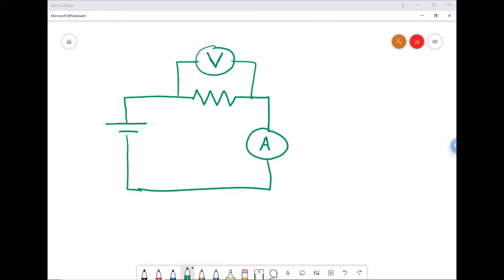So the voltmeter is always hooked up in parallel. It measures the voltage drop across the resistor. And the ammeter is always hooked up in series. It measures the current that flows through the circuit. All right, so we're going to use our data to figure out the resistance of our coil of wire, our resistor.